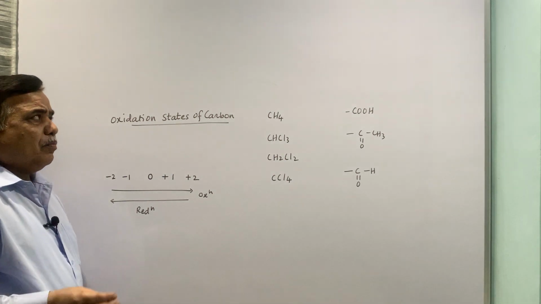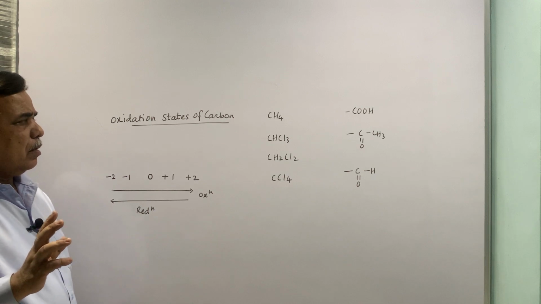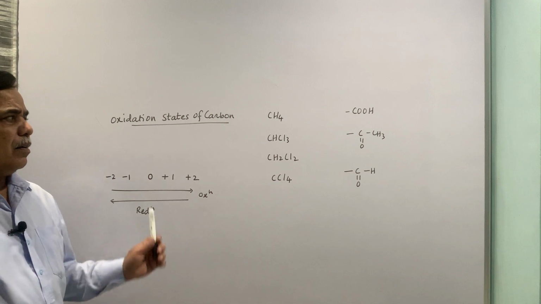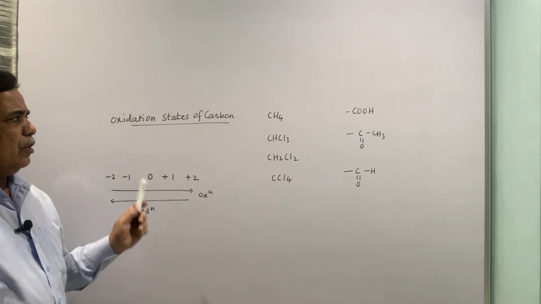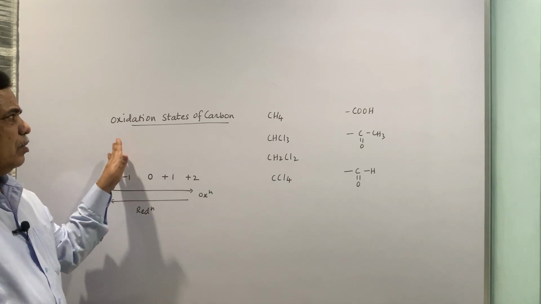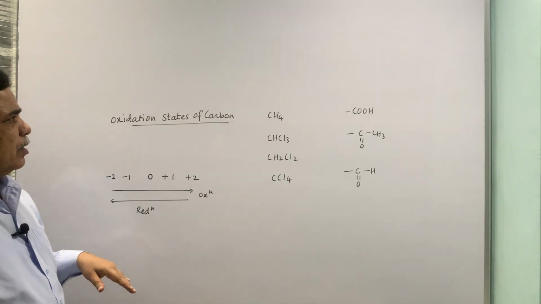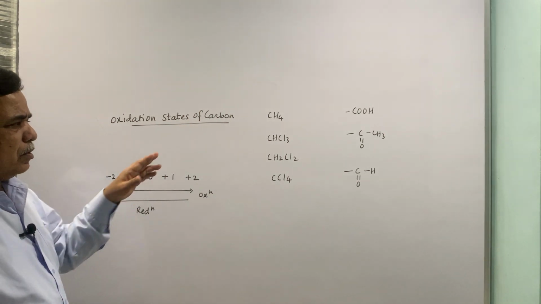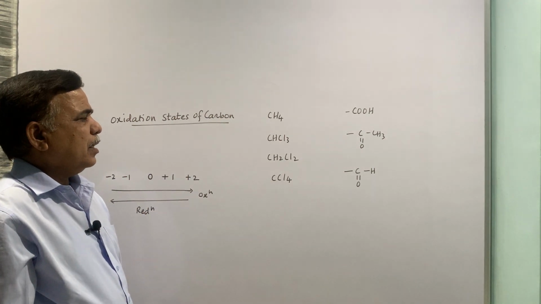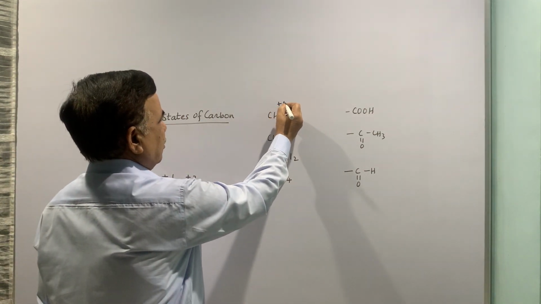So now we'll try to concentrate more on the oxidation state of carbon and the reactions pertaining to organic chemistry about oxidation and reduction. So the first important thing is oxidation states of carbon. So starting with the simplest compound, that is methane. Now there are some calculations here.